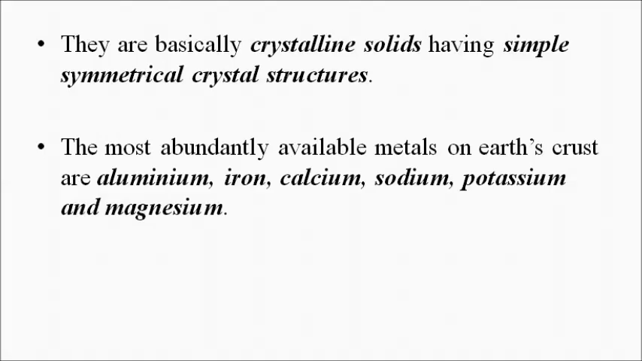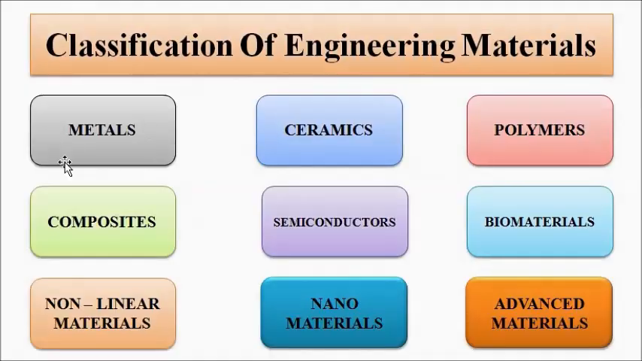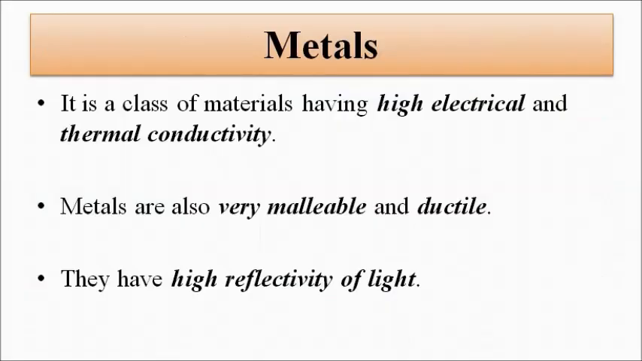They have crystalline structure, okay, means they have a proper regular geometrical structure, and which is very symmetric. And the examples of the most abundantly available metals on earth, they are aluminum, iron, calcium, sodium, potassium, magnesium, etc. So this is the category of metals. We discussed the various basic properties associated with it. Now ceramics.